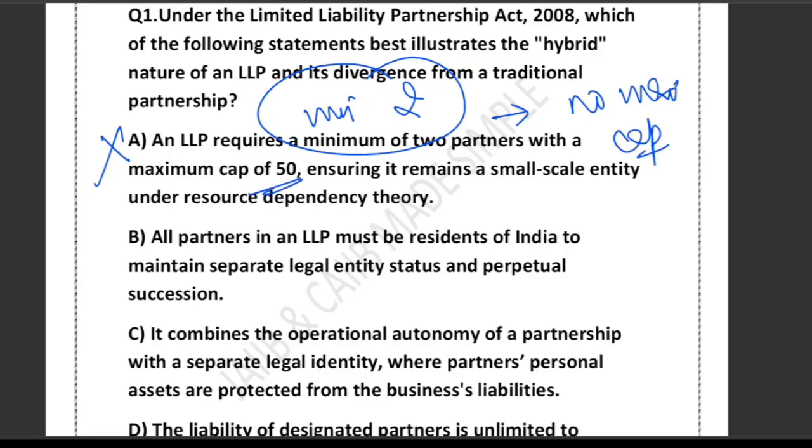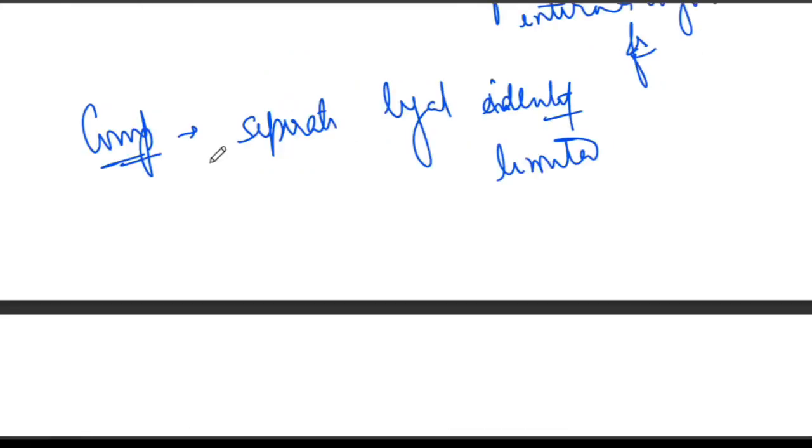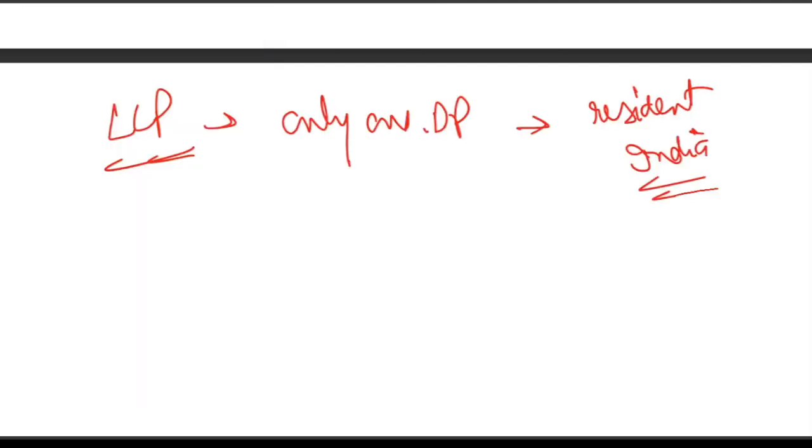What about B? It says that all the partners must be resident of India. The LLP Act requires only one DP to be a resident in India. This is a very important thing to remember regarding the LLP, because if you look at the examination pattern, one question is LLP for sure. So I will not only cover those things which have been given in the options, I will cover something else also. So LLP should have only one DP, designated partner, to be an Indian resident, right? Not all the partners. That's why option B is also wrong.